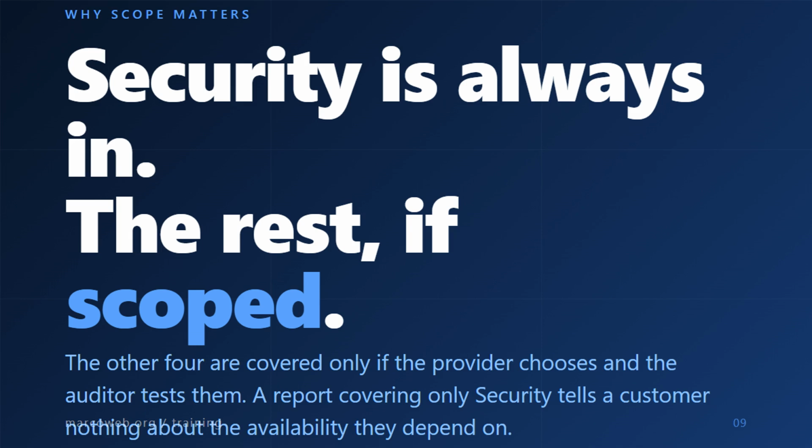Here is why scope matters. Security is always in. The other 4 are included only if the provider chooses them and the auditor tests them. So a report covering only security tells a customer nothing about the availability they may be relying on, which is why the scope of a SOC 2 matters as much as its existence.